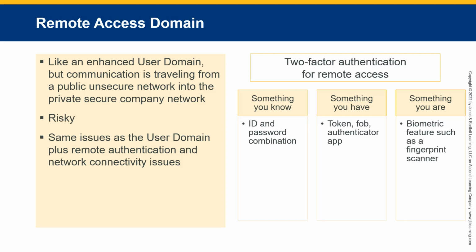A lot of you have that on your company email. And when you make your two-factor authorization, it needs to be something you know, ID and password combination, something you have, a token, a fob, an authenticator app, and then something you are, like biometric features such as a fingerprint scan, sometimes an iris scan from your eye, or DNA in some situations in high access DoD, Department of Defense type things.